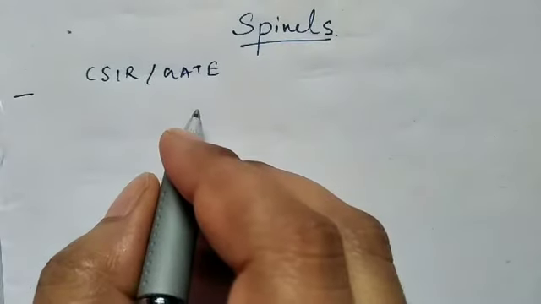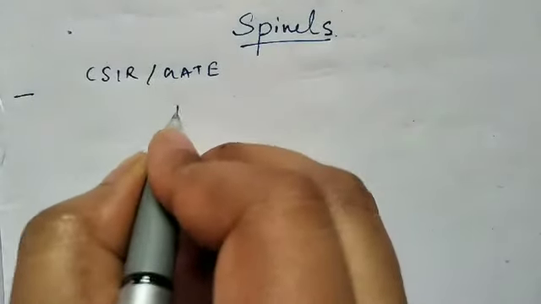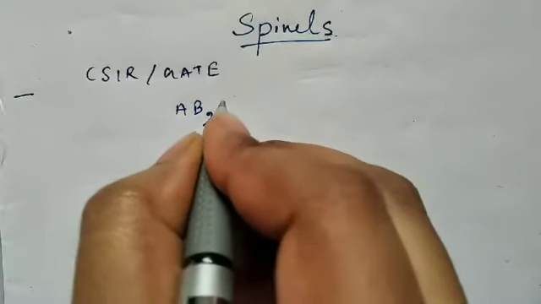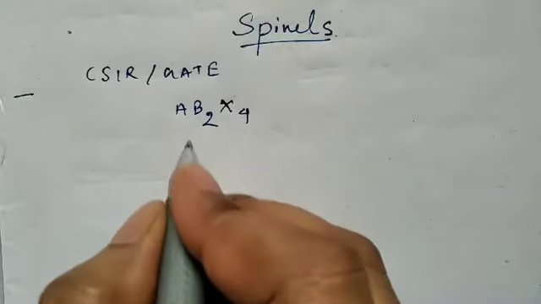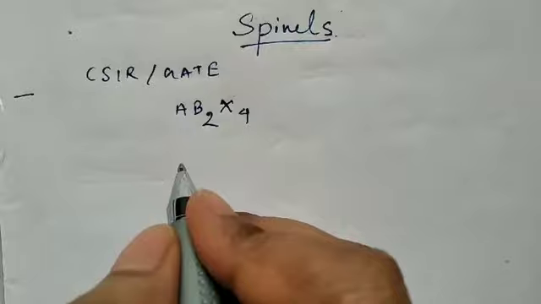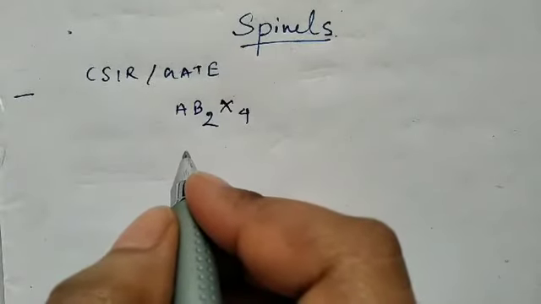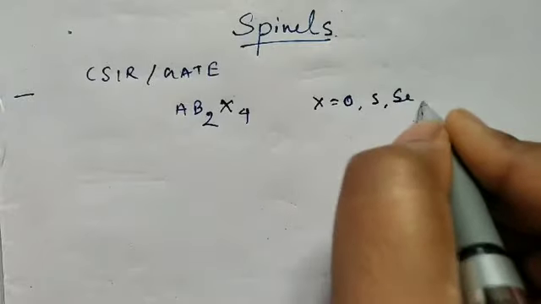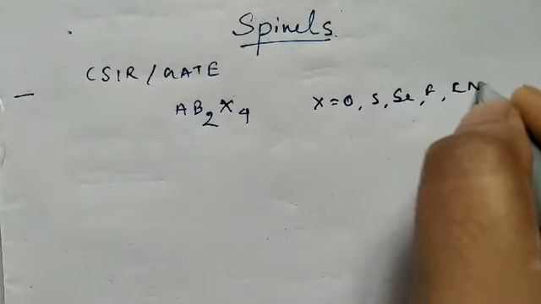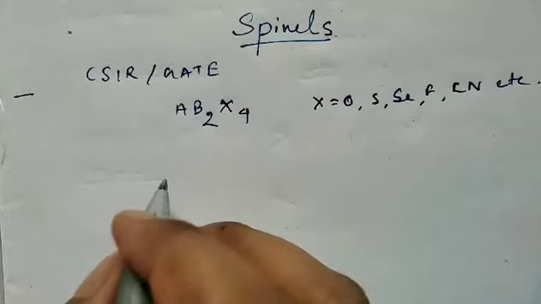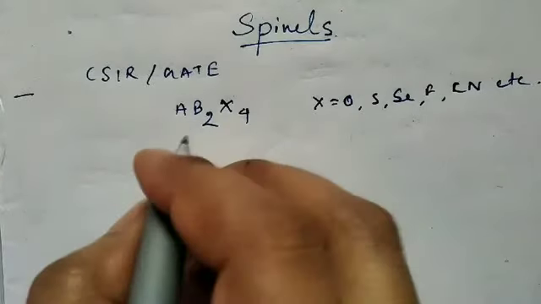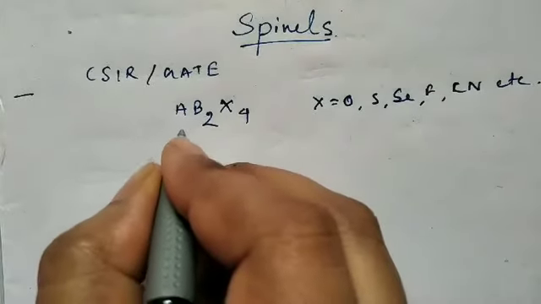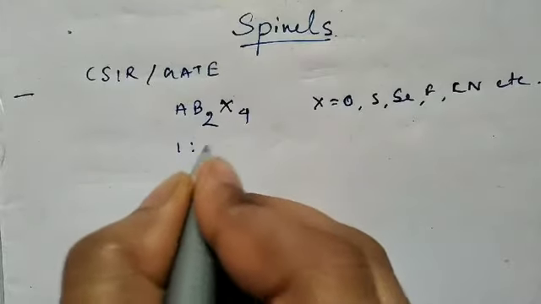What are spinels? Spinels have the general formula AB2X4. A and B can be metals, transition metals or s-block metals, and X is oxygen, sulfur, selenium, fluorine or CN, etc. So this is a normal spinel, where the ratio of A, B and X is 1:2:4.